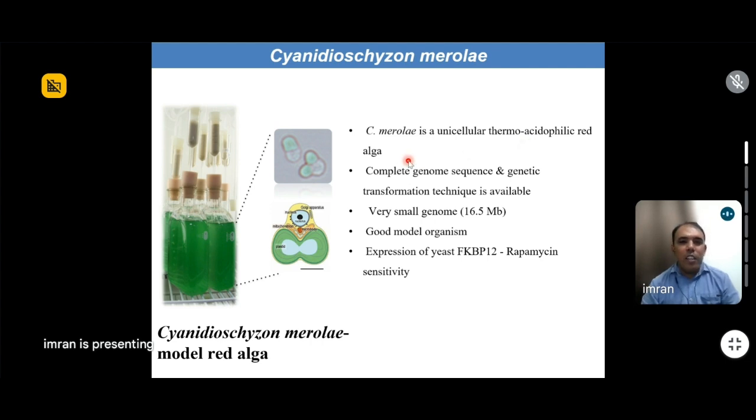thermoacidophilic red algae, and the interesting thing is that the complete genome sequence of this organism is readily available, and various molecular genetic techniques such as transformation, tagging, and construction of knockouts are very well established. We can even do homologous recombination, and the genome size of this organism is very small, around 16.5 MB with around 100 transcription factors. And one of the interesting things about this system is that generally in a cell we have one nucleus and multiple chloroplasts and multiple mitochondria. But in this organism, in a single cell, we have a single chloroplast and a single mitochondrion.